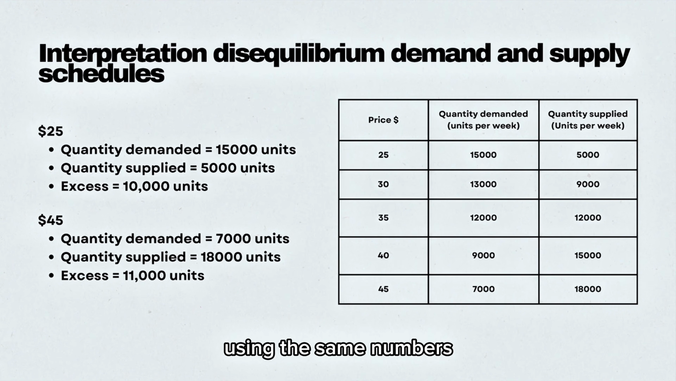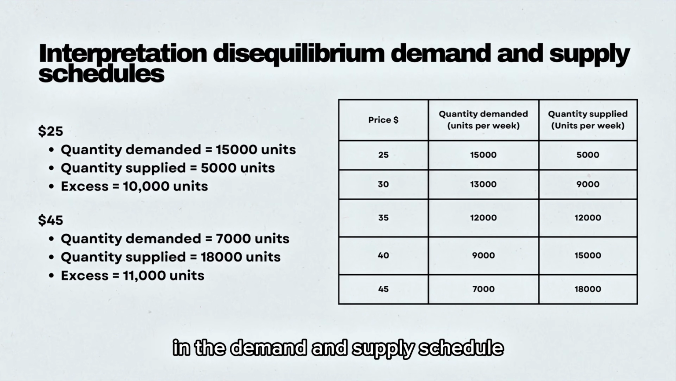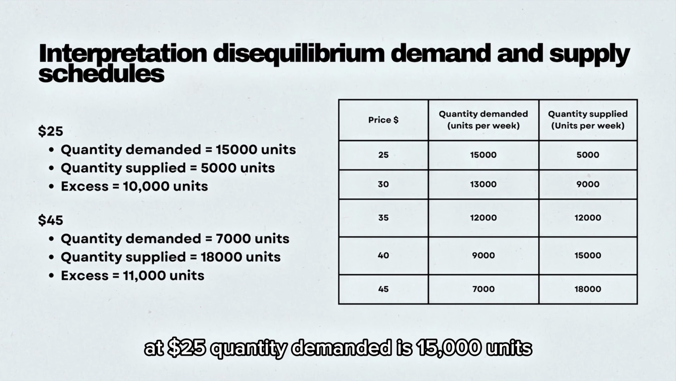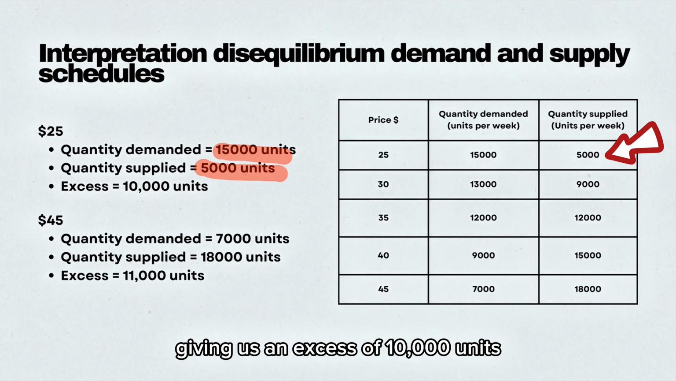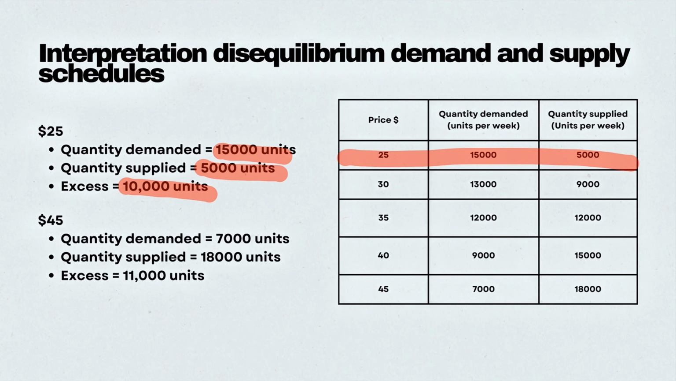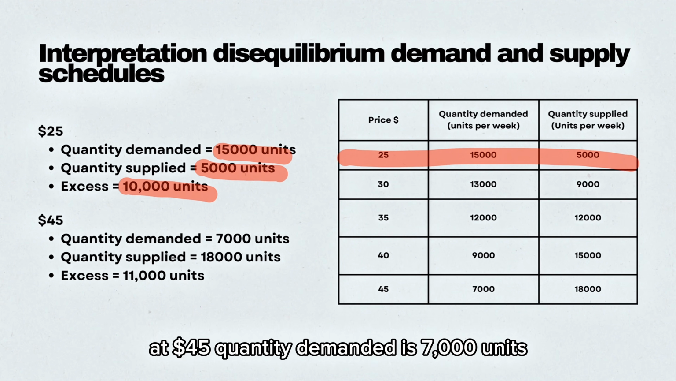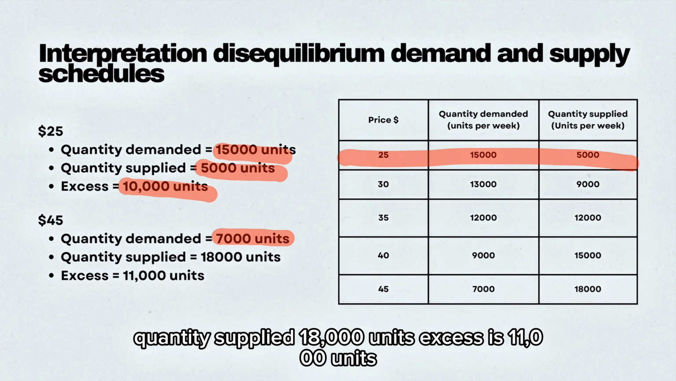Using the same numbers in the demand and supply schedule, at $25, quantity demanded is 15,000 units, quantity supplied is 5,000 units, giving us an excess of 10,000 units. At $45, quantity demanded is 7,000 units, quantity supplied is 18,000 units, and the excess is 11,000 units.